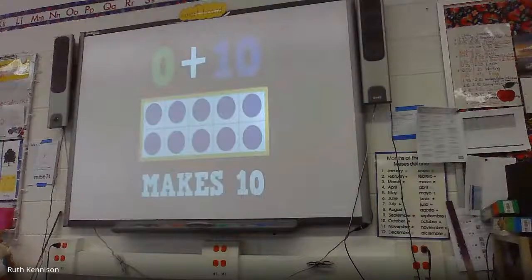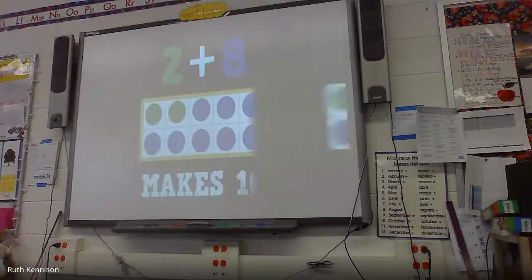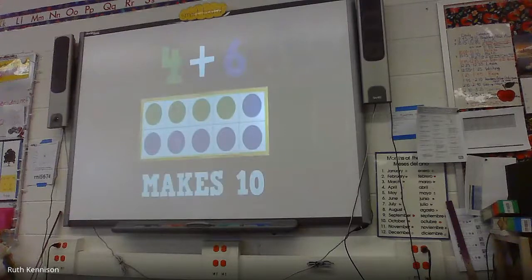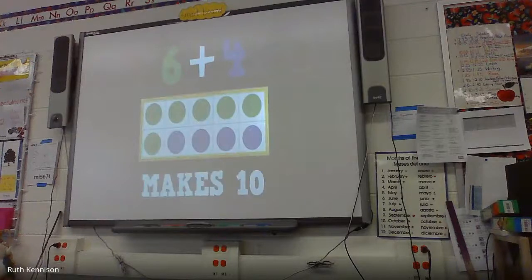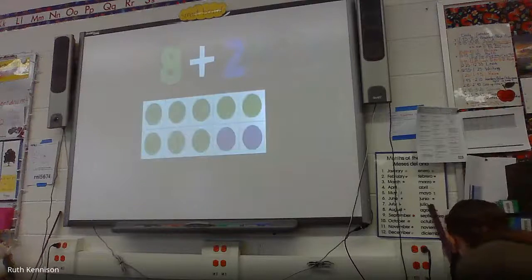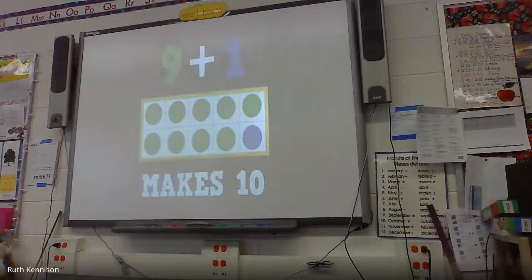0 plus 10 makes 10. 1 plus 9 makes 10. 2 plus 8 makes 10. 3 plus 7 makes 10. 6 plus 4 makes 10. 7 plus 3 makes 10. 8 plus 2 makes 10. 9 plus 1 makes 10. 10 plus 0 makes 10.